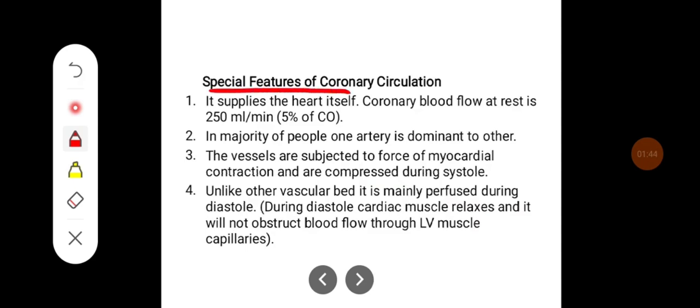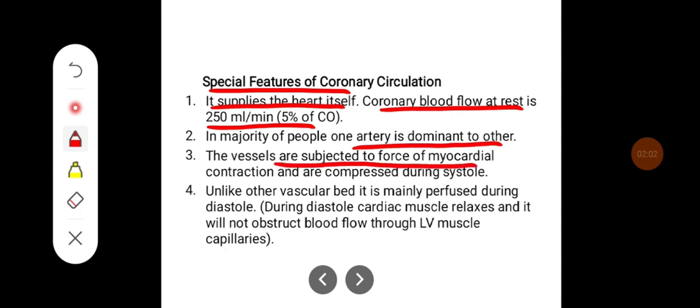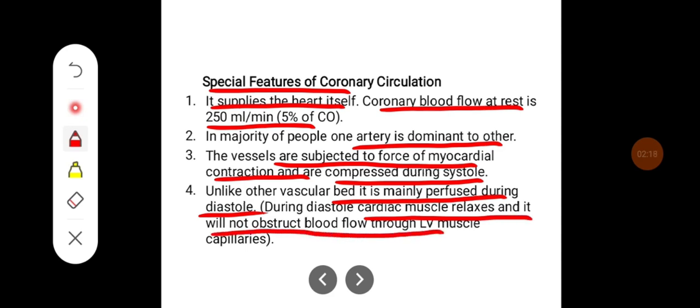Some of the special features of coronary circulation are: it supplies the heart itself. The coronary blood flow at rest is around 250 ml per minute, that is 5% of the cardiac output. In the majority of people, one artery is dominant to the other. The vessels are subjected to the force of myocardial contraction and are compressed during systole. And unlike other vascular beds, it is mainly perfused during diastole. That is, during diastole, cardiac muscle relaxes and does not obstruct the blood flow through left ventricular muscle capillaries.